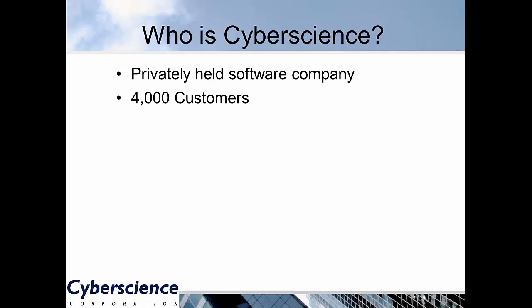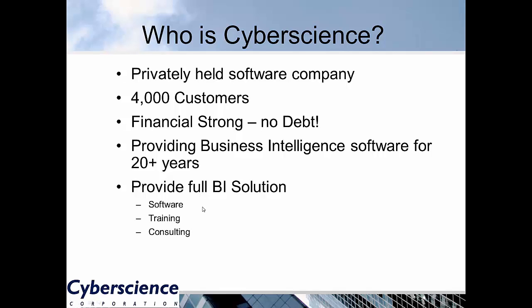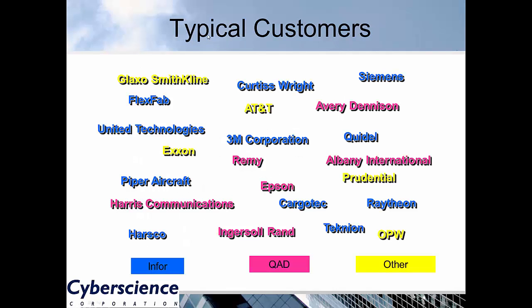We have over 4,000 customers worldwide, very financially strong, no debt whatsoever. And we've been in this whole reporting and business intelligence market for over 20 years, so we provide a full solution. Everything from the software, training, consulting. We even have a report library for Baan 4, for Baan 5, and for ERP LN. And that report library consists of probably about 80 different reports that can be used as is or used as a training example. Okay, here's some typical customers using eCQ. And I've color-coded these just to be able to talk a little bit about the history of Cyber Science.